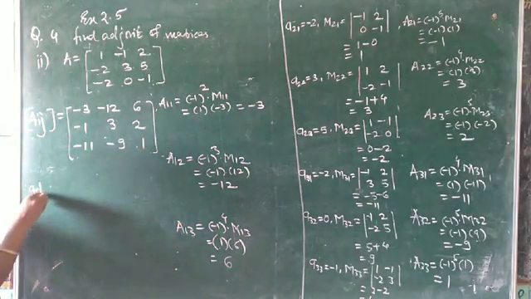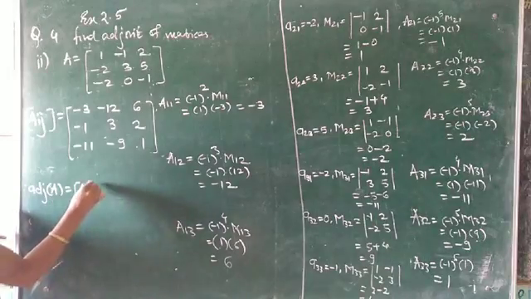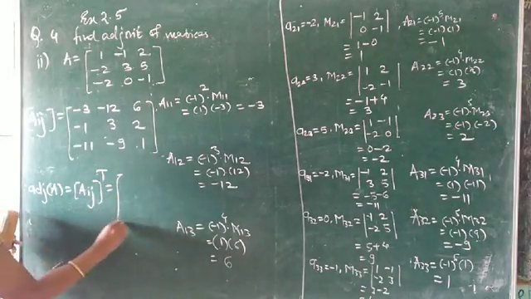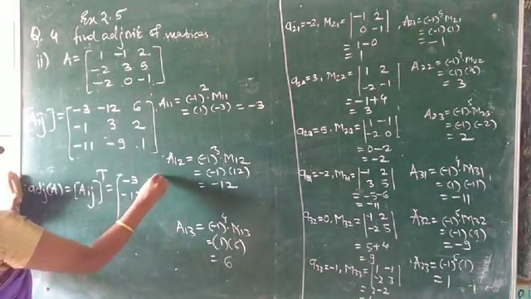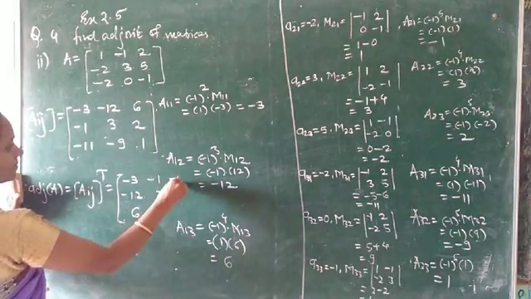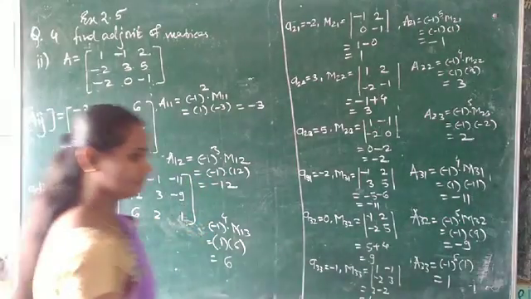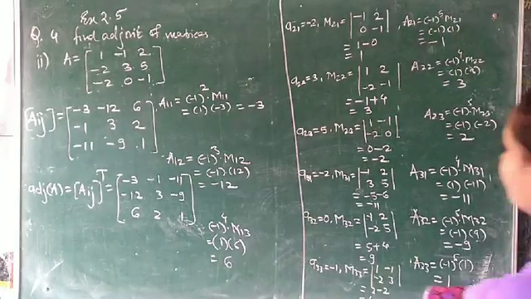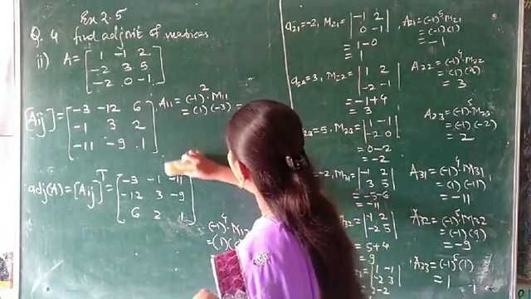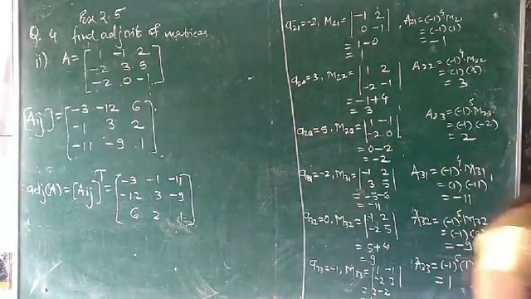Therefore, the adjoint of A is equal to the transpose of the cofactor matrix, which is equal to minus 3, minus 12, 6, minus 1, 3, 2, minus 11, minus 9 and 1. Transposed, it is minus 11, minus 12, 3, minus 10, 6, 2 and 1. This is the adjoint matrix of our given matrix.